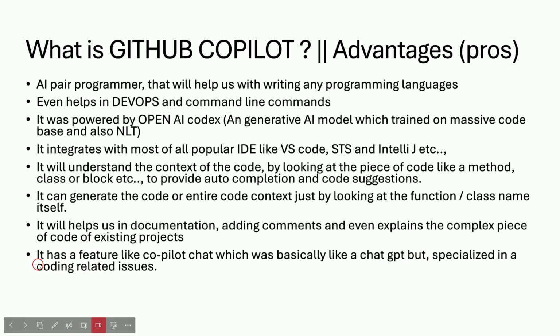And it has a feature like GitHub Copilot Chat, which is basically like ChatGPT, but specialized in coding-related issues. If you use GitHub Copilot in your development task, in your IDE, usually it comes with two things. One is GitHub Copilot, and another one is GitHub Copilot Chat. GitHub Copilot helps in suggesting auto completions and code suggestions. It understands the code context and provides the code suggestions. But what is the use of GitHub Copilot Chat?